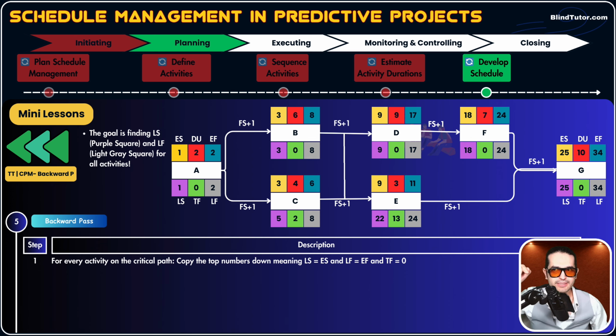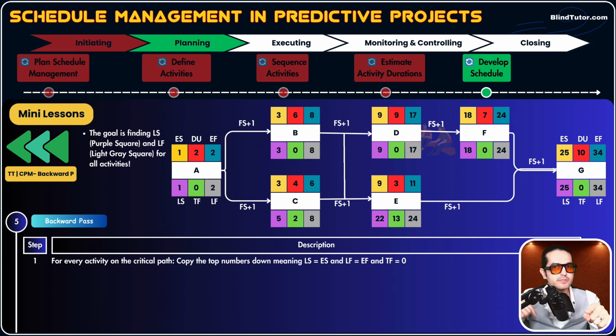We do it for activity F also. The LF of activity F equals the EF of activity F, both 24. The LS equals ES for activity F, both 18. We do it for activity D. We copy the numbers down. We do it for activity B. Copy the numbers down: 3, 3, 8, 8. We do it for activity A. Copy the numbers down: 1, 1, 2, 2. Okay? Now, the second step: we said those activities that are on the critical path have total float, TF.